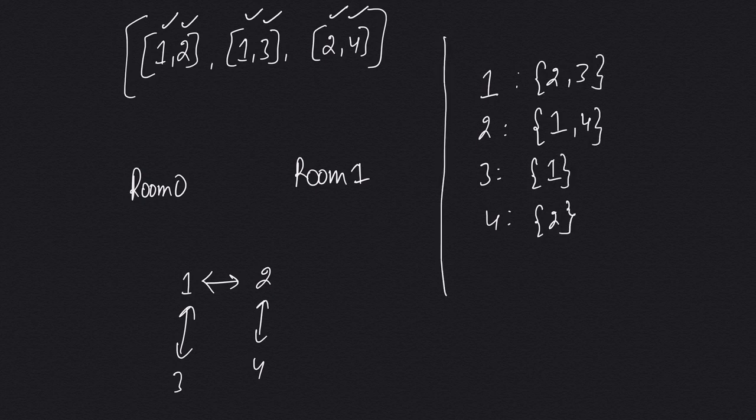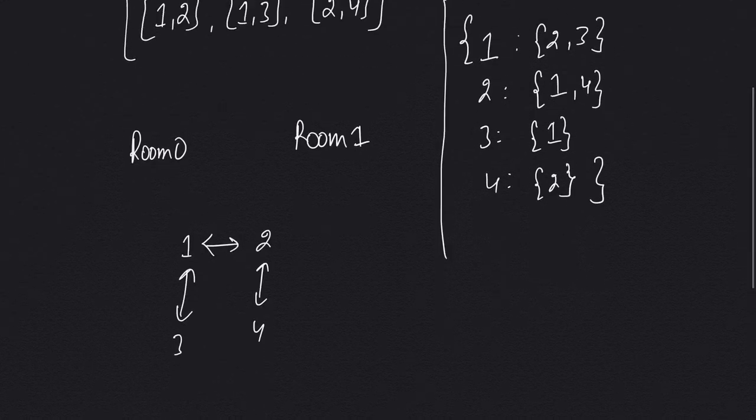So now I have a kind of list in which I know that 1 does not like 2 and 3, 2 does not like 1 and 4, 3 does not like 1, and 4 does not like 2. And why have I taken a dictionary? Because it's easy to look up. So right now I have a list.